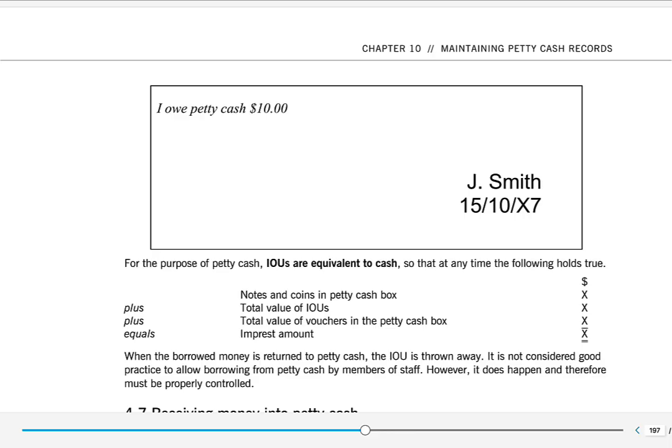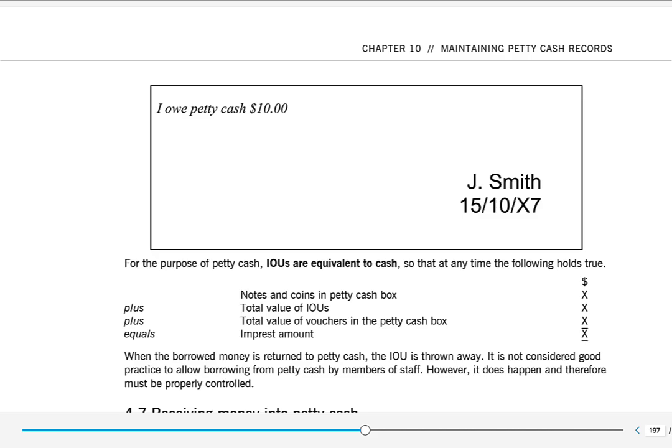So IOUs create a system where petty cash can slowly disappear. This is why accountants do not like IOUs. The fifth problem: it becomes unfair and creates arguments. If one person is allowed to borrow from petty cash, other people will also ask.